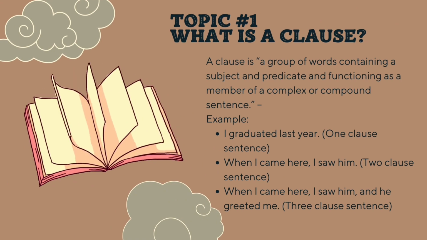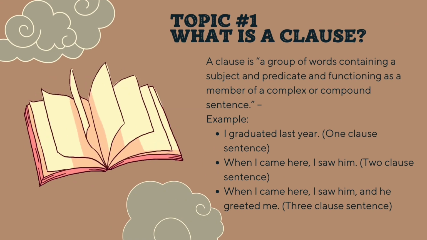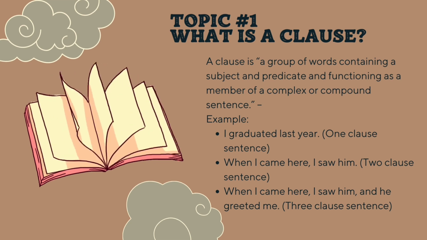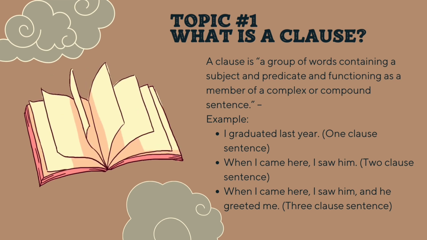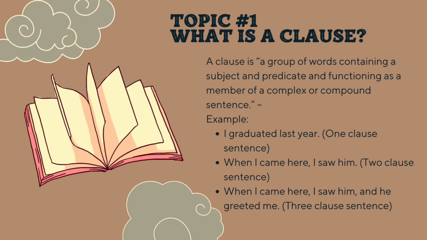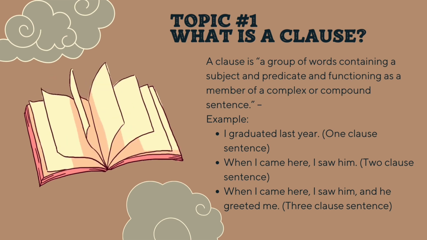The first topic is, what is a clause? A clause, like a phrase, is a group of words. But unlike a phrase, a clause is pretty complete. A clause is a group of words containing a subject and predicate and functioning as a member of a complex or compound sentence. It contains only one subject and one verb. The subject of a clause can be mentioned or hidden, but the verb must be apparent and distinguishable.